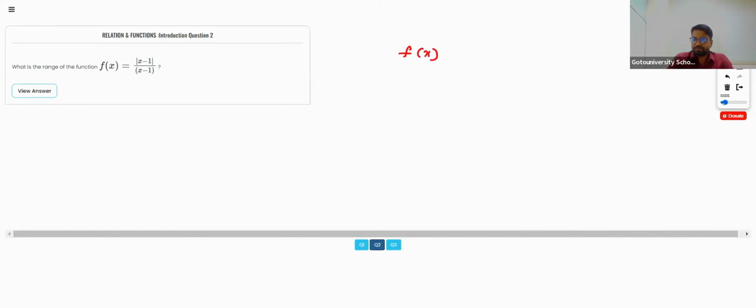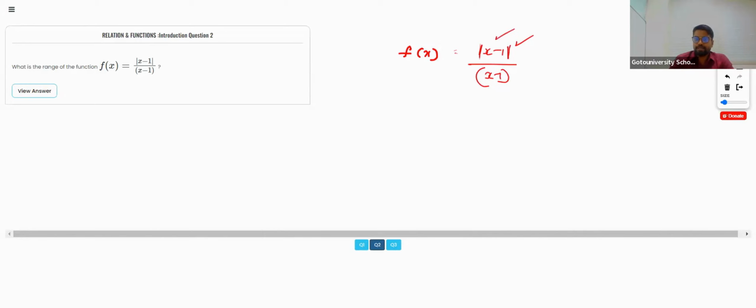Let me write it here. f(x) is equal to mod of x minus 1, that's the absolute value, divided by x minus 1. And what is the range of this function? One thing is very clear: as it is modulus in the numerator, can this become negative?